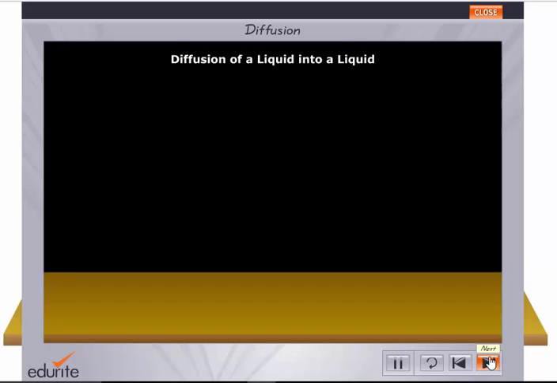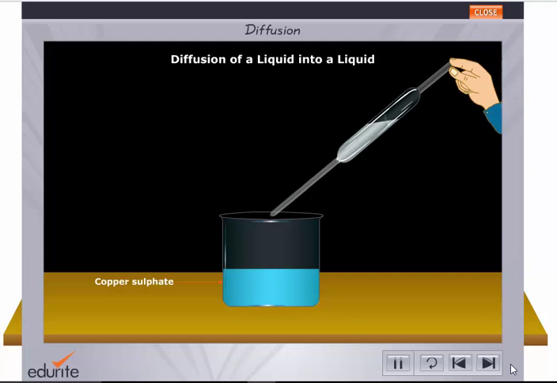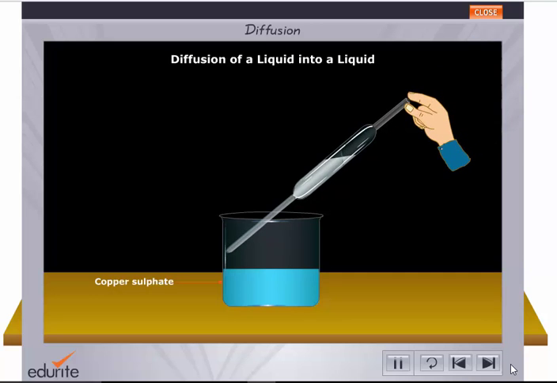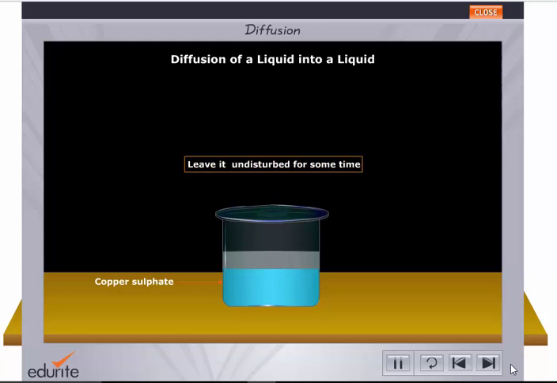Diffusion of a liquid into a liquid. Take some saturated solution of copper sulfate in a tall beaker. Allow it to settle. With the help of a pipette, add some water to the solution of copper sulfate in such a way that water flows along the side of the beaker and forms a separate layer above the solution of copper sulfate. Cover the beaker and leave it undisturbed.